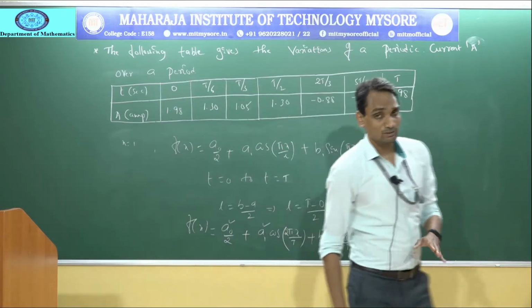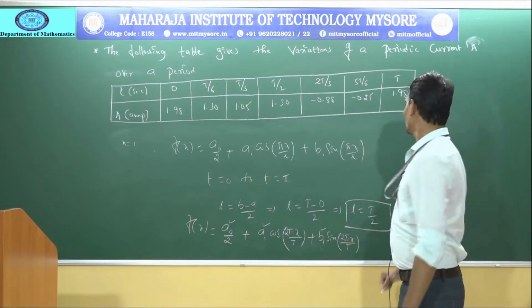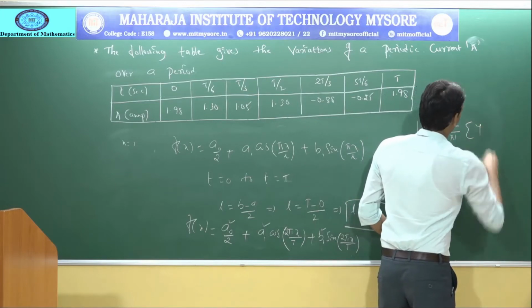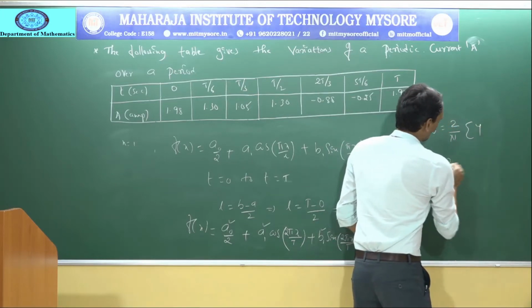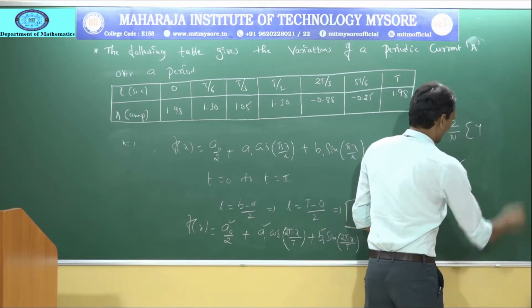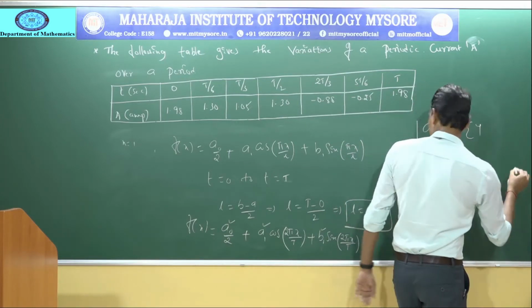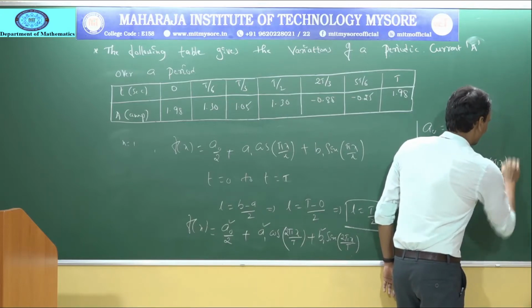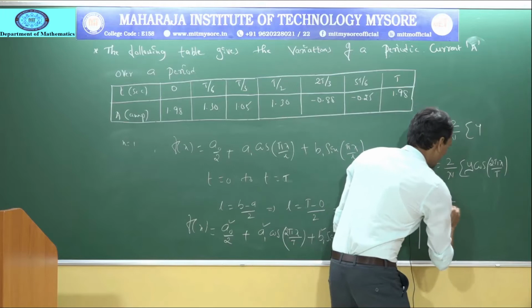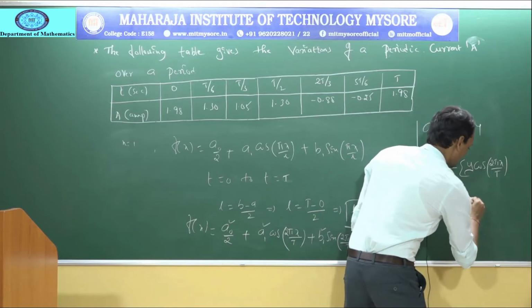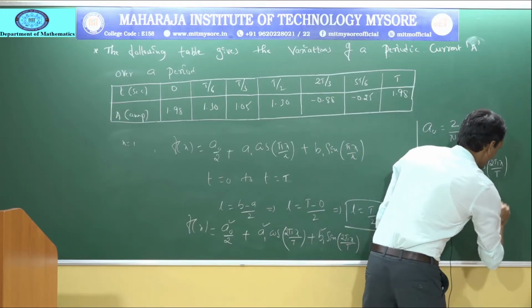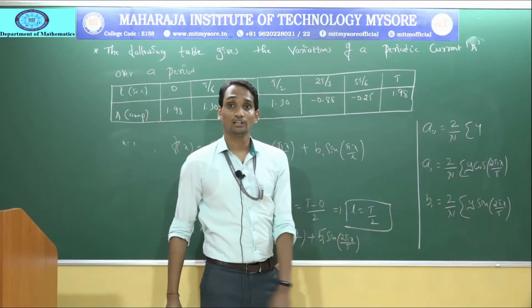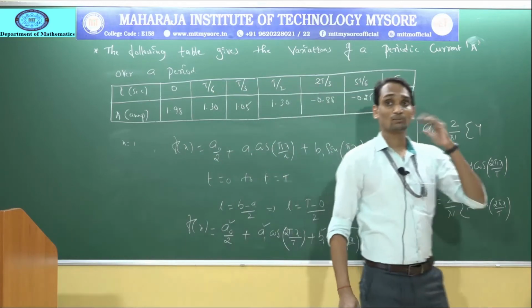First I will write the general formula for finding the values of a0, a1 and b1. a0 equal to 2 by n into summation of y. a1 equal to 2 by n into sum of y into cos 2 pi x by t. Then b1 equal to 2 by n into summation of y into sin 2 pi x by t. These three values we should calculate. Always, n is nothing but the number of terms.